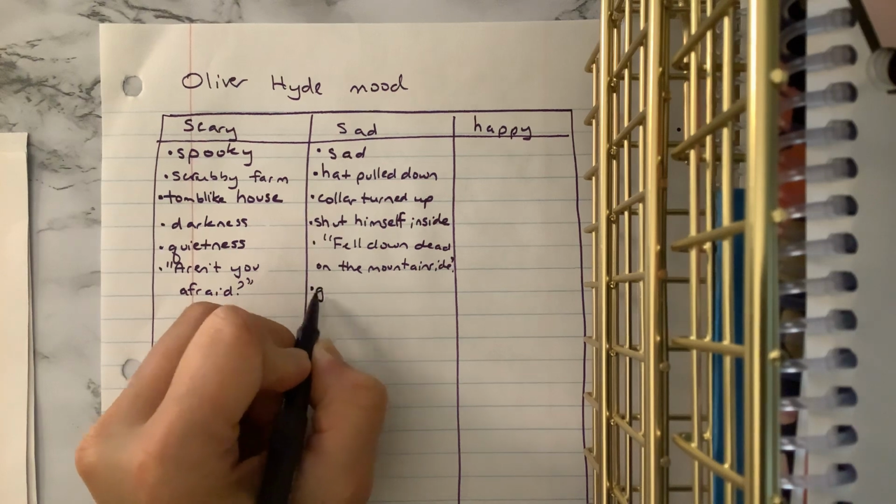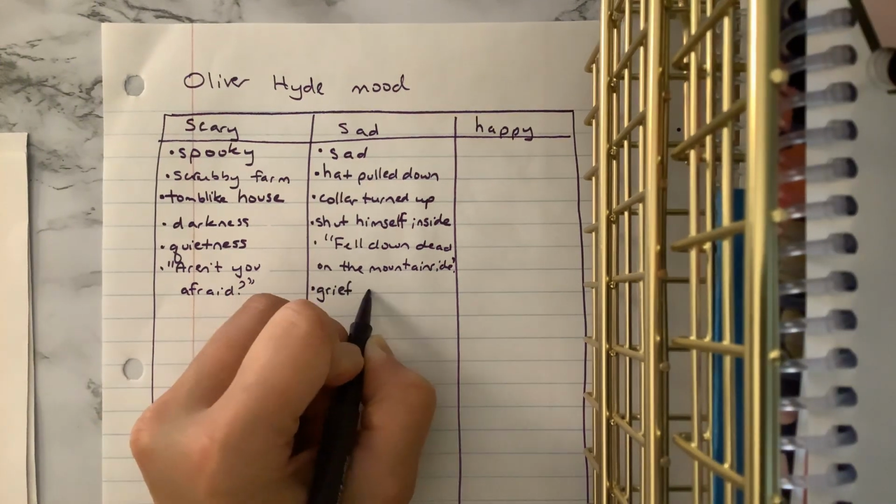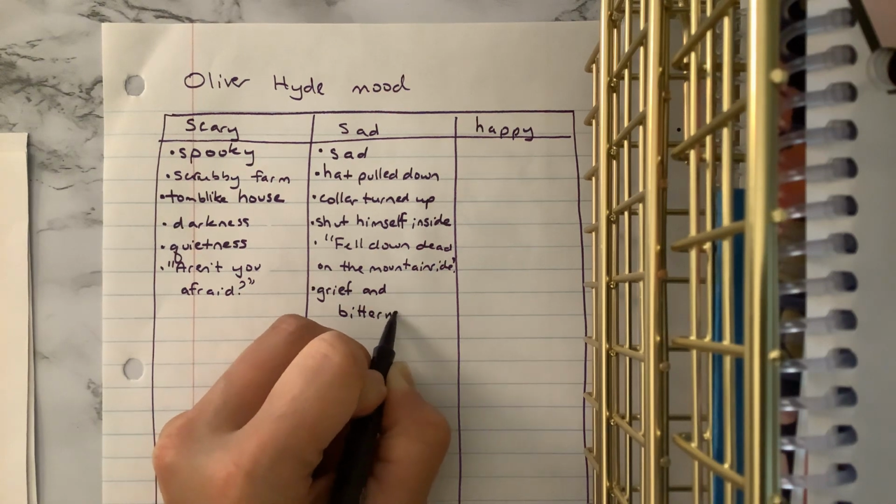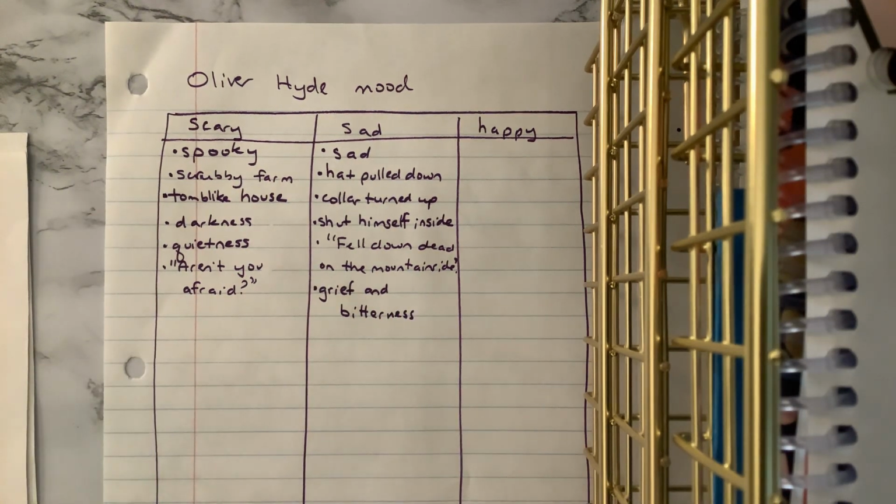Grief. Grief is a word for extreme sadness. And this idea that he's bitter, this is sort of like almost that he's angry. He's so sad that he's angry. He's angry that this has happened to him or happened to his wife.